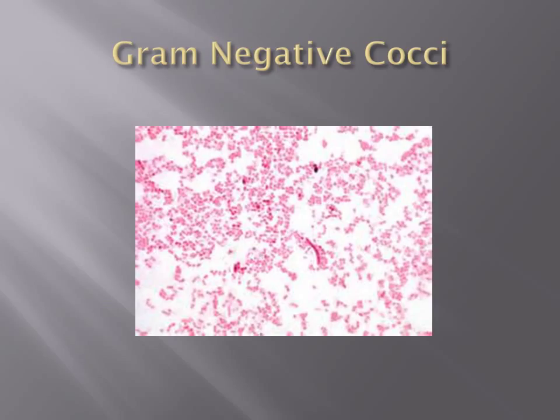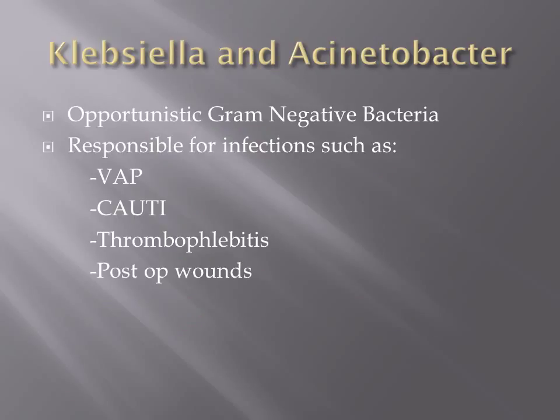Here you see, just like we saw a little bit ago, the gram-positive cocci appear that dark rich purple. These are the gram-negative. They appear that light pink because they're not retaining the stain. Klebsiella and Acinetobacter are two common gram-negative bacteria that we find in the hospital.